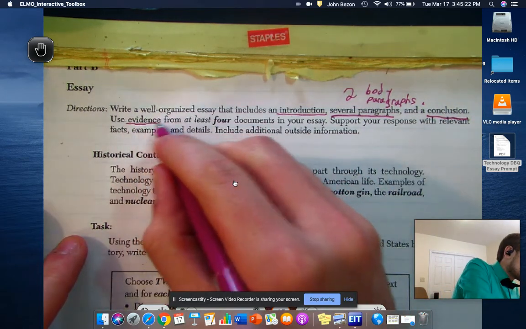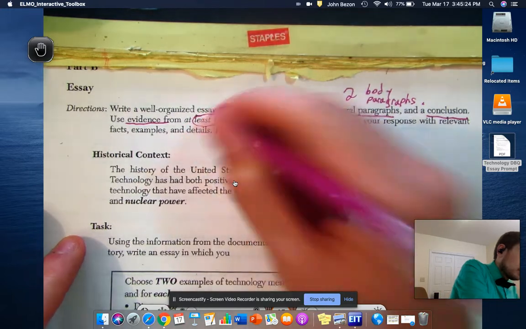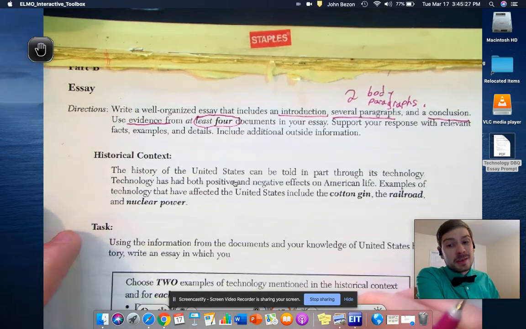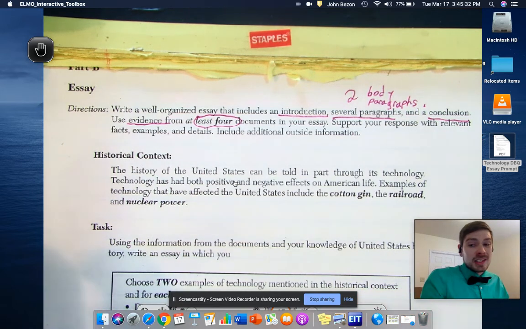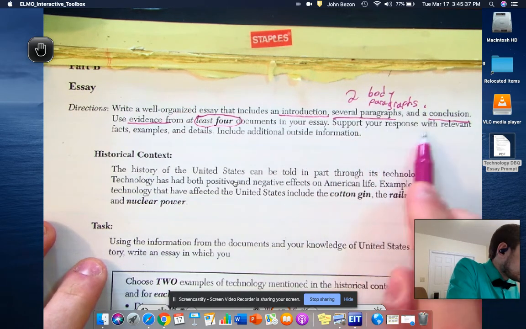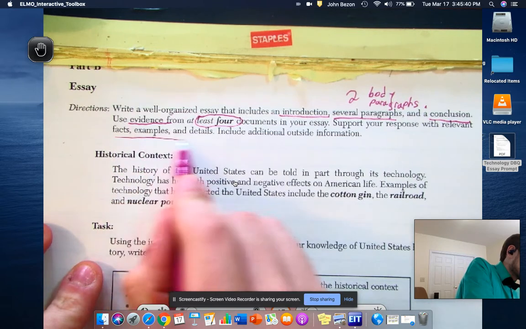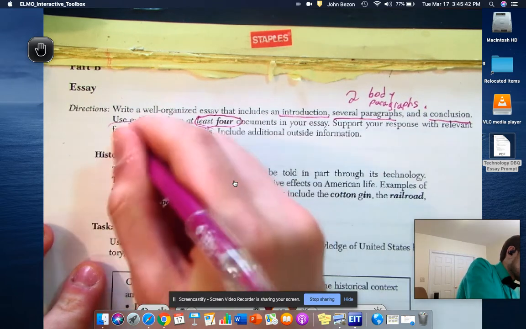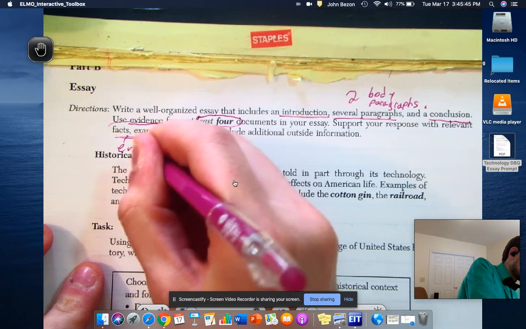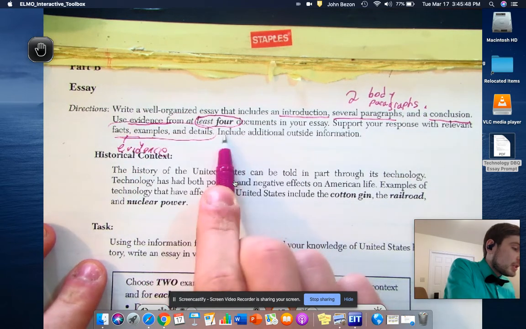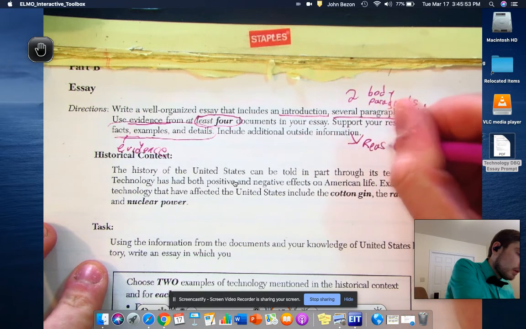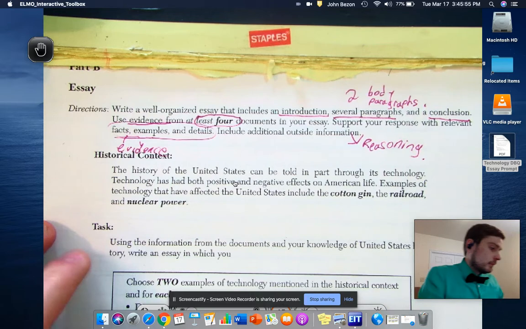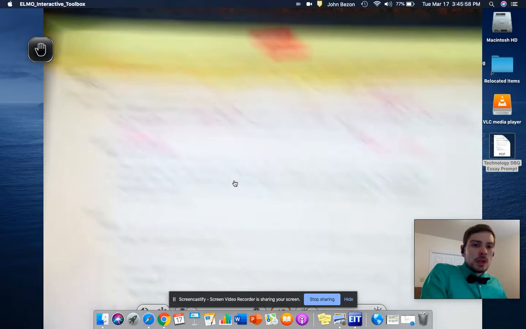It says use evidence from at least 4 documents. All right. So you need to have evidence from 4 different documents on these 2 different technologies. Remember, each technology has 3 documents you can choose from. Support your response with relevant facts, examples, and details. That's going to be our evidence. And it also says include additional outside information. That's our reasoning. Okay? So we have that.